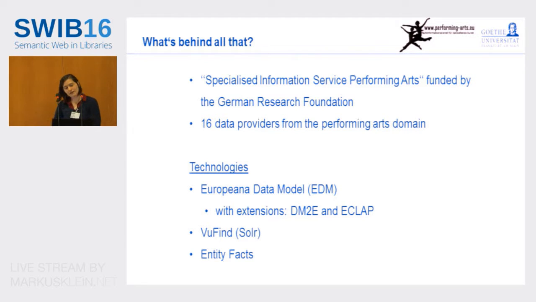What we have for the agent pages is information from our data providers about the persons, but what we also sometimes get are the GND numbers. And with the GND numbers, we can use a service from the German National Library, called Entity Facts, which gives us fact sheets about persons in JSON format. So we can display persons with that.